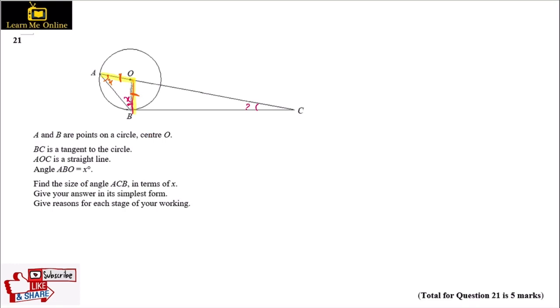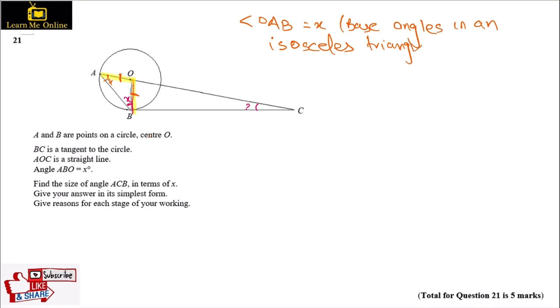Because it's making a triangle, first of all, we can write it down that angle OAB is x, and then the reason for that is base angles in an isosceles triangle are equal. Okay, so we have got the first thing, why we took this as x.